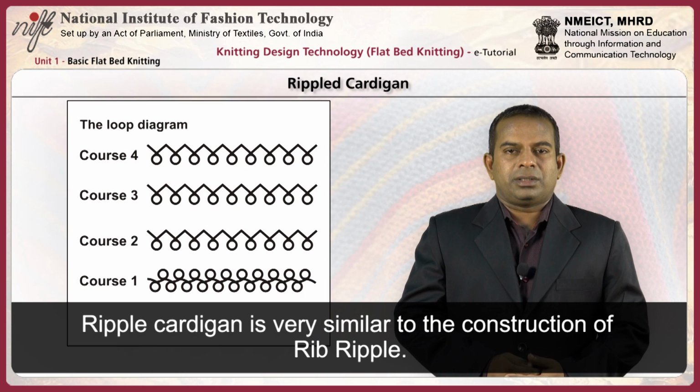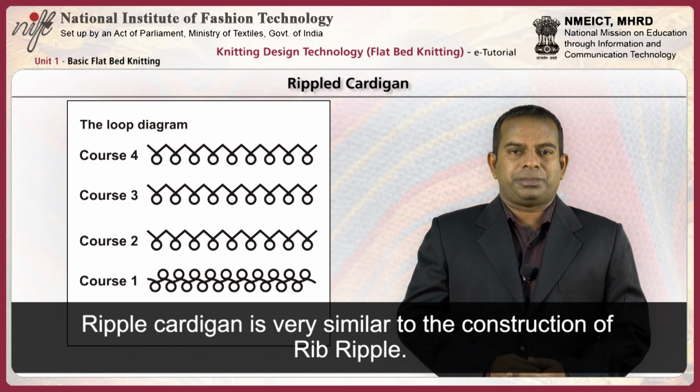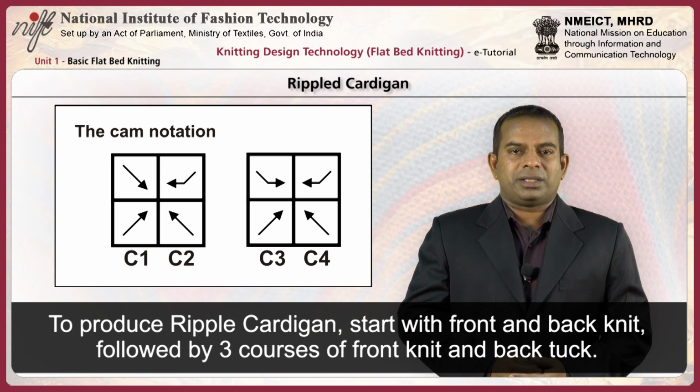Ripple cardigan is very similar to the construction of rib ripple. To produce ripple cardigan, start with front and back net followed by 3 courses of front net and back tuck.